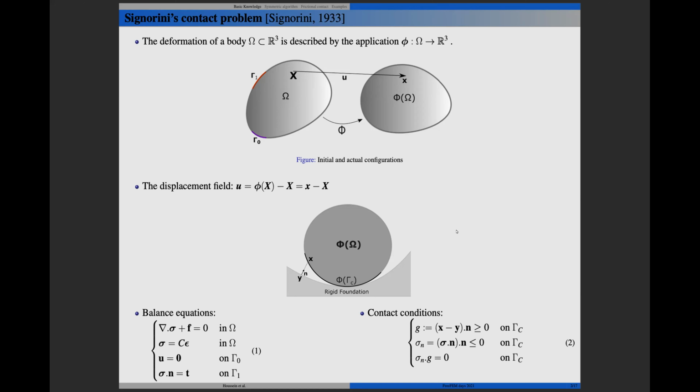And here, for the non-penetration, we take a point X and its projection Y, and X minus Y scalar the normal vector N must always be greater than or equal to 0. And sigma N, which is the normal pressure at the contact, must be negative. It means that we don't have adhesion at the contact area. And also we have a complementarity equation.